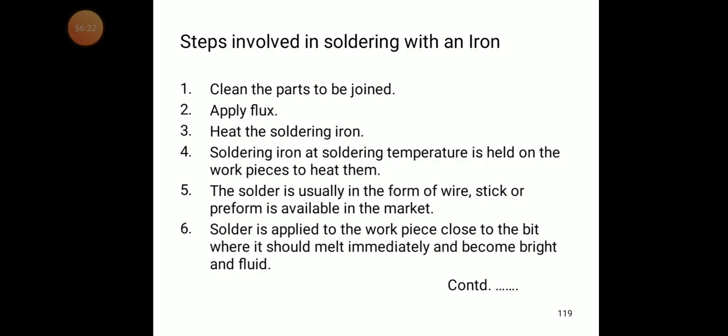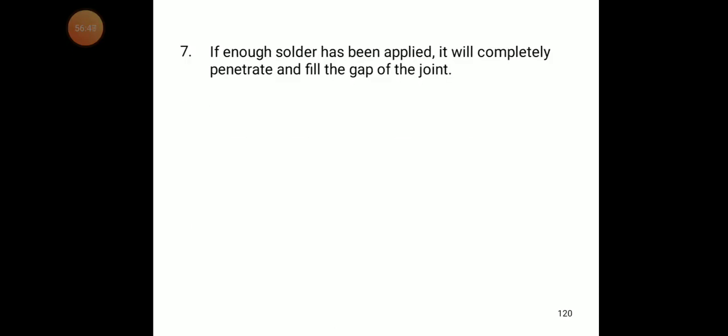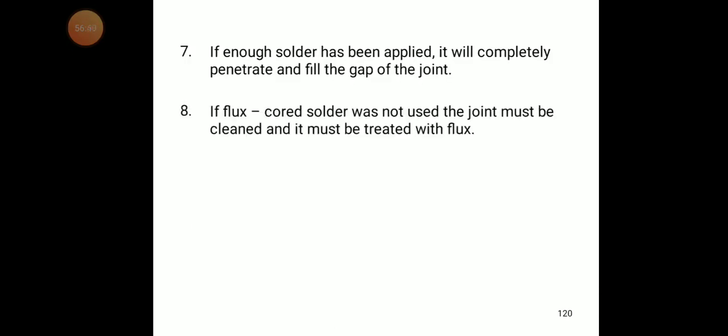The soldering iron at soldering temperature is held on the workpieces to heat them. The solder is usually in the form of wire, stick, or preform, which is available in the market. Solder is applied to the workpiece close to the bit, where it should melt immediately and become bright and fluid. If enough solder has been applied, it will completely penetrate and fill the gap of the joint.